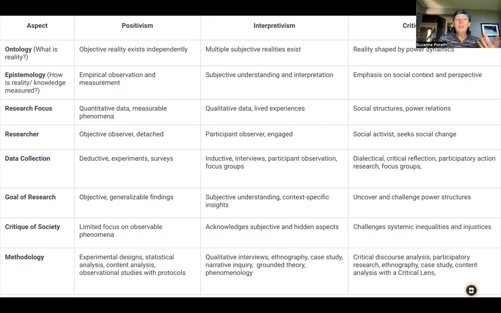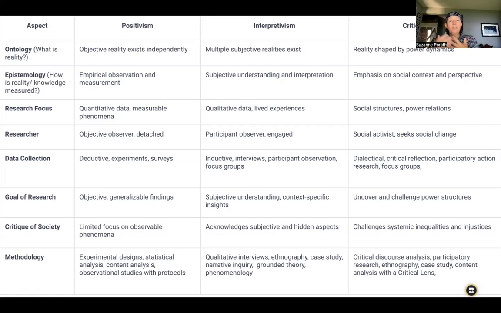Now, epistemology is: how are reality and knowledge measured? So for theories that are under positivism, you can measure reality through observation and some sort of measurement. Because reality exists independently, you can specifically measure. You can take a tape measure, you can measure it.